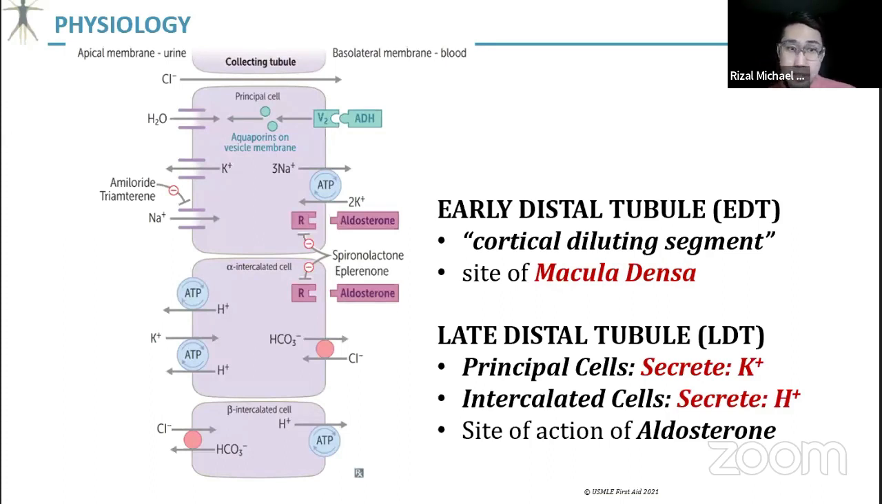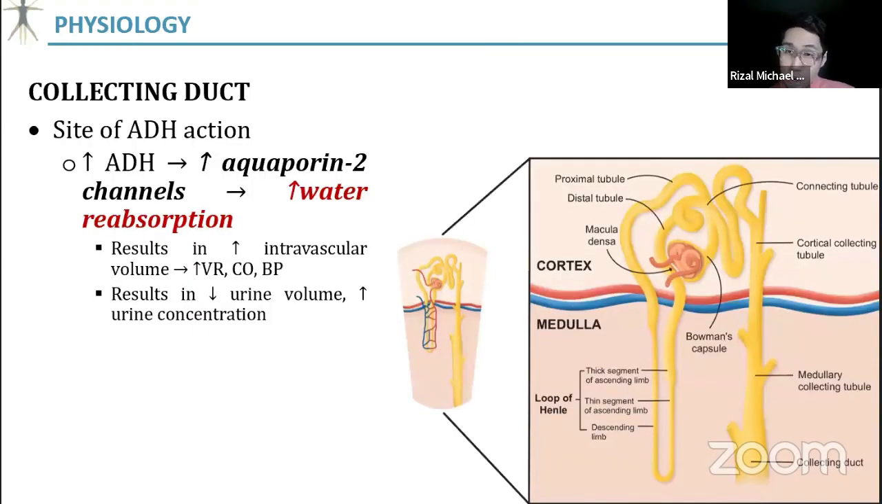Pag principal cells, they secrete potassium. So Principi K. Si Principi K, principal cell secretes potassium. Your intercalated cells secrete hydrogen. So site naman to ng aldosterone. Okay, late distal tubule is the site of aldosterone because your collecting duct is the site of ADH naman. Okay.